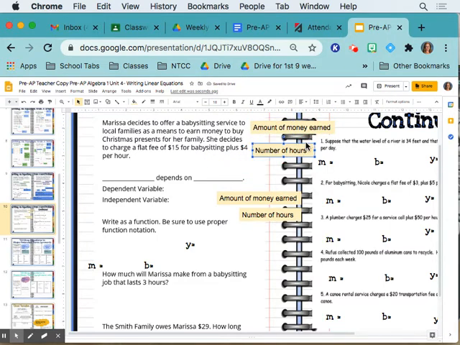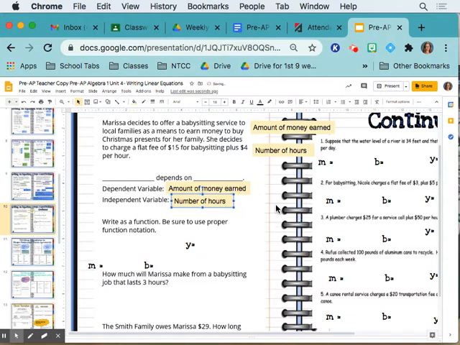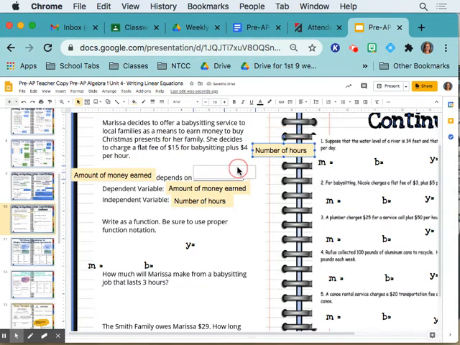Okay, so what depends on what? What's our independent and what's our dependent? Yes, that's right. So amount of money is our dependent. Independent is our number of hours. So how do we write it as what depends on what? Yeah. Number of hours of babysitting, yeah.